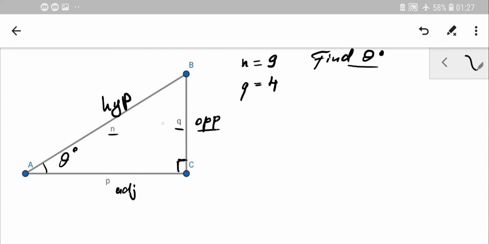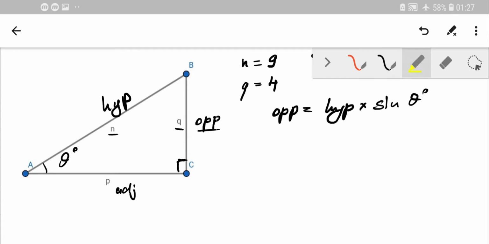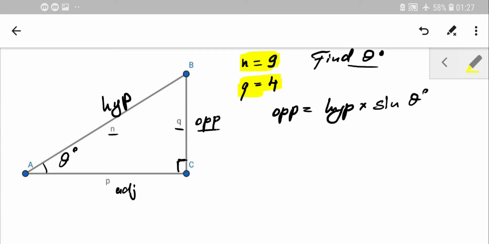In this case, we're given n and q, so that's where we're given hypotenuse and opposite. So just remember the basic relationship between opposite, the angle and hypotenuse. By definition, opposite is hypotenuse times sine of theta in this case. Okay, we've got angle theta. What do we know? You know n and q, so in this case, you've got opposite and hypotenuse. All right, so you know them.